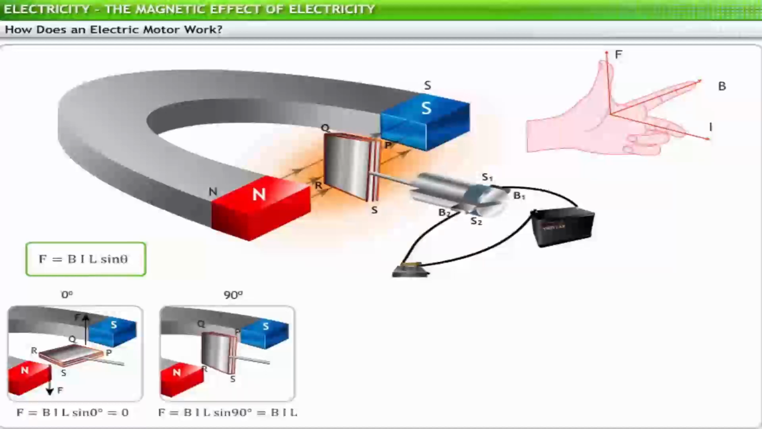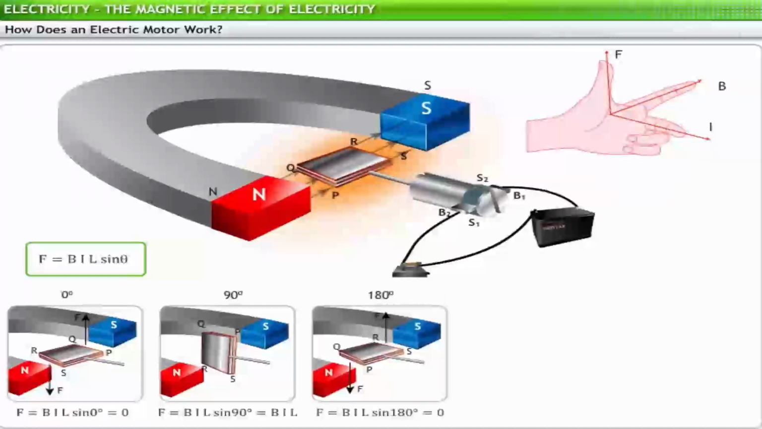Magnetic fields of the coil and the magnets become parallel to each other as the coil rotates by 90 degrees and the couple acting on the coil becomes 0. However, the coil rotates further through 180 degrees due to inertia. The plane of the coil becomes horizontal again.